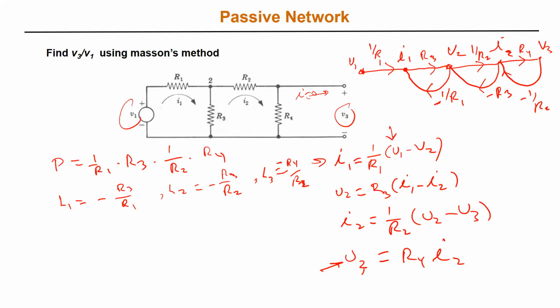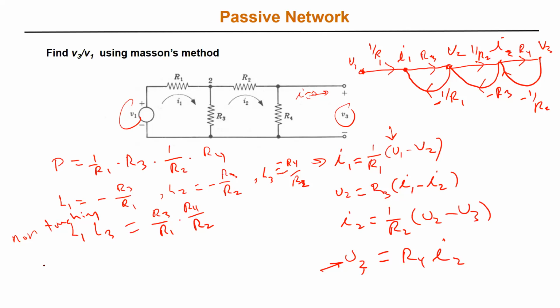Now, do we have any non-touching loops in here? L1 and L3 are non-touching. So I will have L1 and L3 as non-touching, and the gain is going to be L1, R3 over R1 with a minus sign, times the other with a minus sign, R4 over R2.